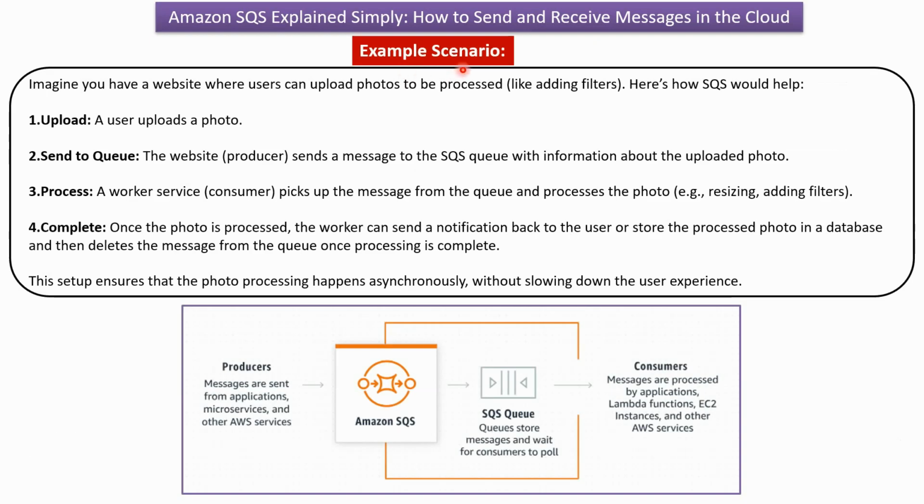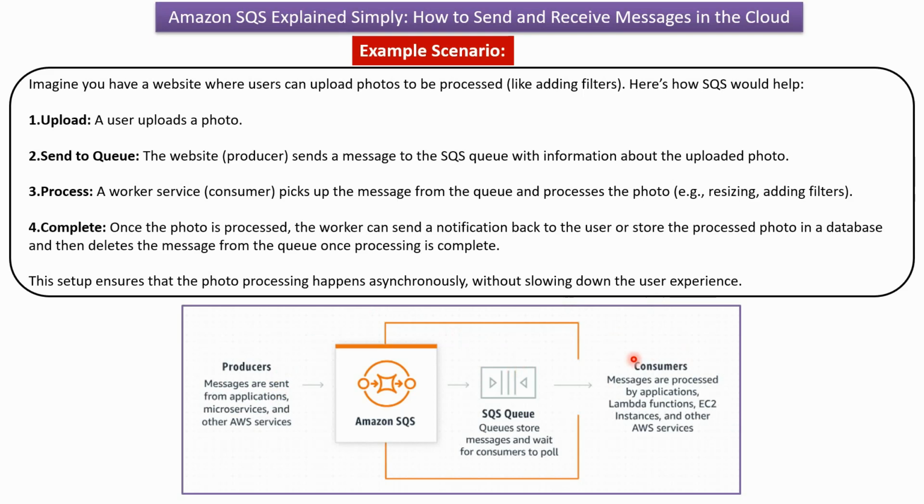Now we will see an example scenario. Imagine you have a website where users can upload photos to be processed, like adding filters. Step 1 is a user uploads a photo. Step 2 is the website, or producer, sends a message to the SQS queue with the information about the uploaded photo. Step 3 is the worker service, or consumer, picks up the message from the queue and processes the photo. For example, resizing the photo and adding filters to the photo.